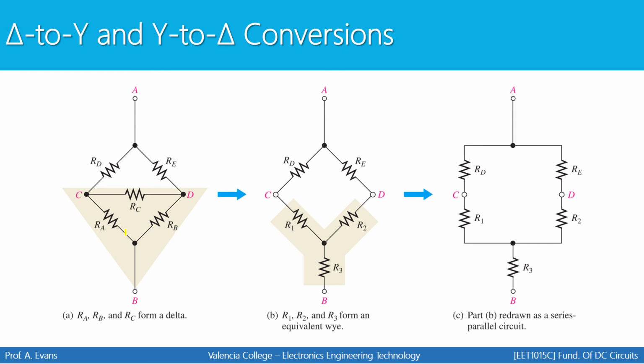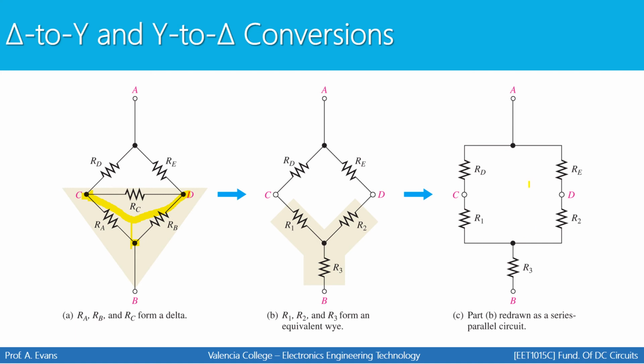Notice this is one of the two deltas that you have. If you do a delta to Y conversion, notice that your Y is connected right here. Look closely at how that's connected. This is one point, here's another point, here's another point, and your Y gets connected to the same points. So here's your Y. Once I do that transformation, I can redraw this circuit to give me this.